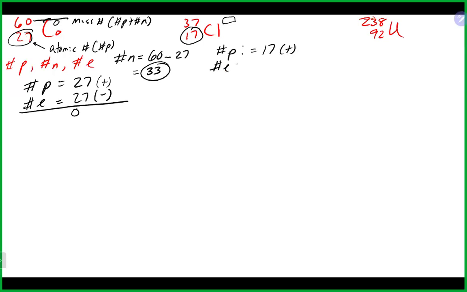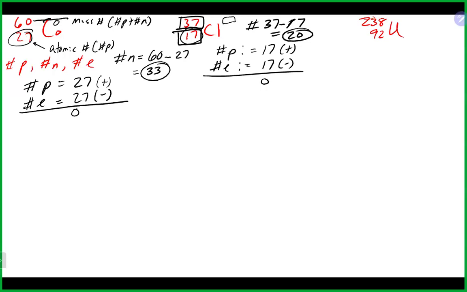Number of electrons, going to be neutral, so exact same number of electrons, which once again gives us no charge when we add those together. Our number of neutrons is going to be our mass number on top, minus our atomic number, so 37 minus 17, 20, I think, in that case there. Any questions on that one there?